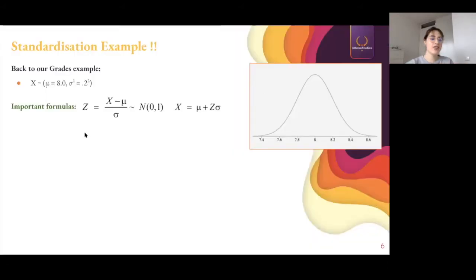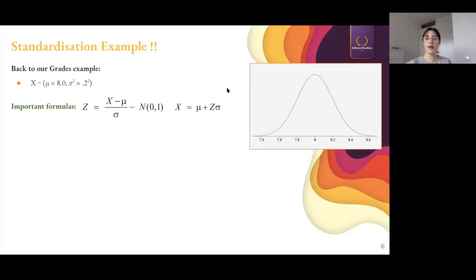And now, like I just said, let's look at an example. So we had our grades example that I used in some of the previous slides, which is where we were given mu of 8.0 and a variance of 0.2 squared, which means a standard deviation of 0.2. So again, I just put the important formulas that you'll need for these examples up here. So you have z equals x minus mu over sigma, and also x equals mu plus z times sigma.